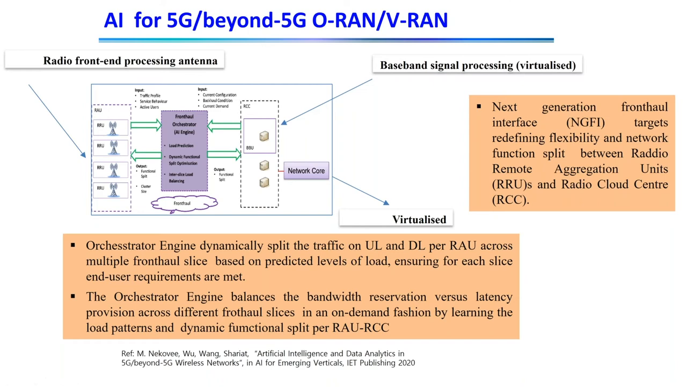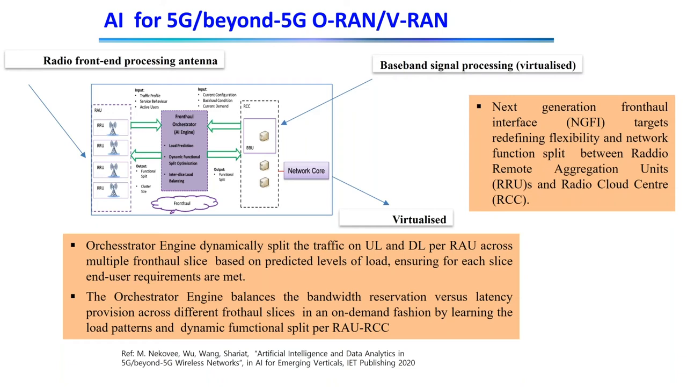Now, what we have been doing is that you can use machine learning in order to do this dynamically. So you will not put all the functionalities in the BBU, but we may split the functionalities based on the requirements. This is something called VRAN, so virtualized RAN, virtual radio access network.